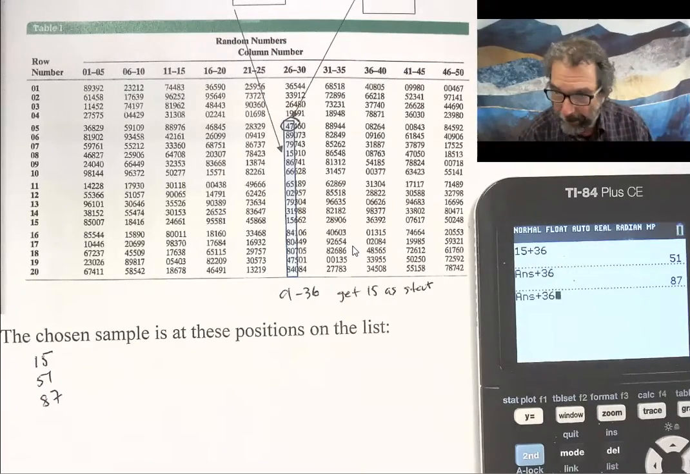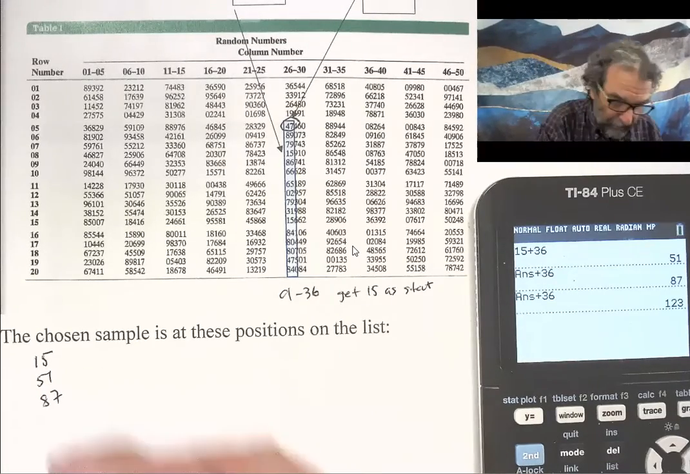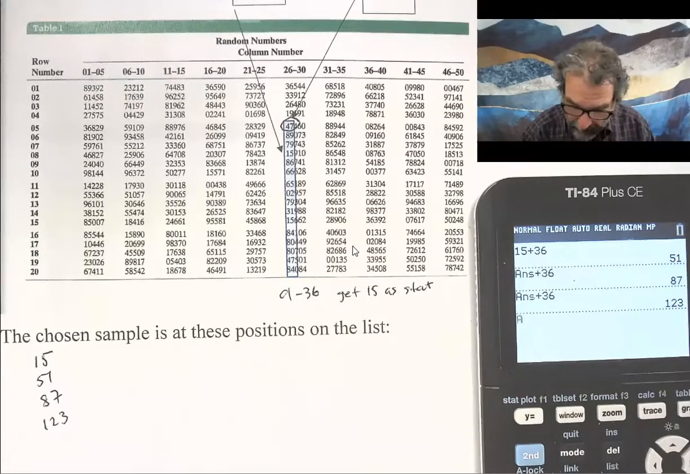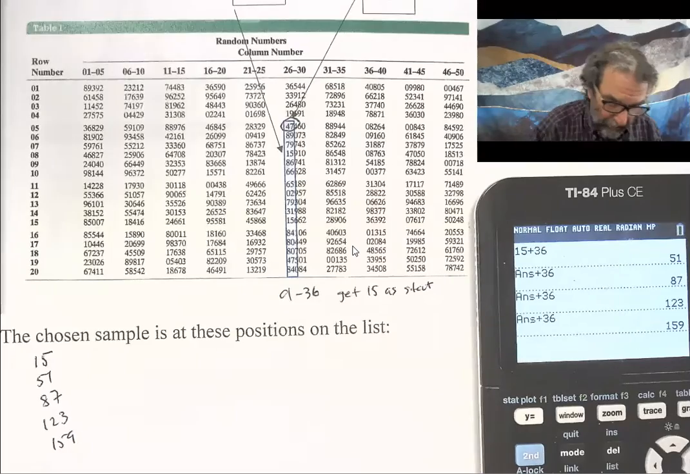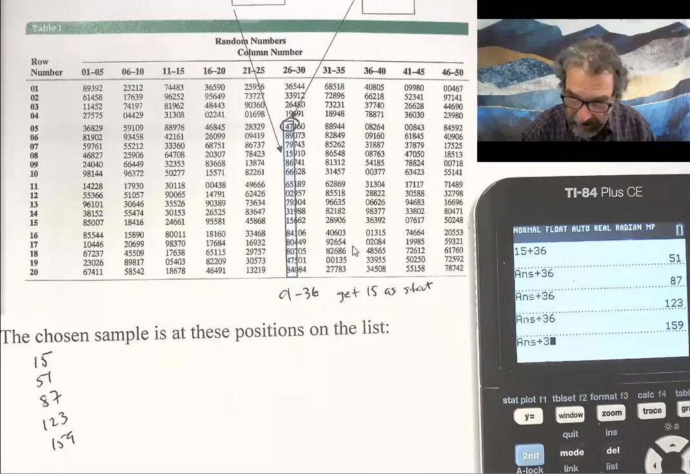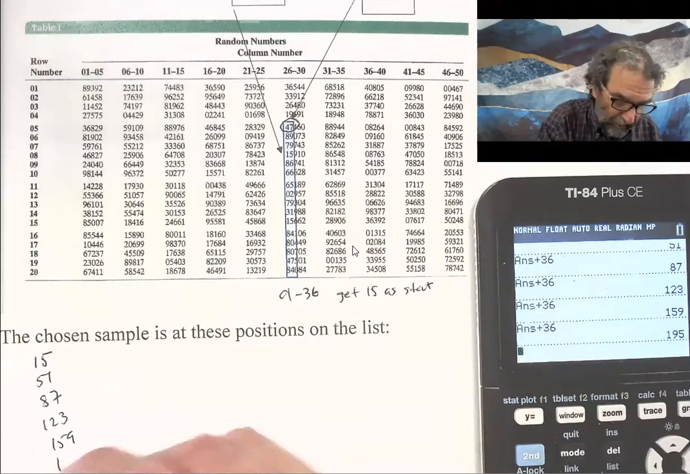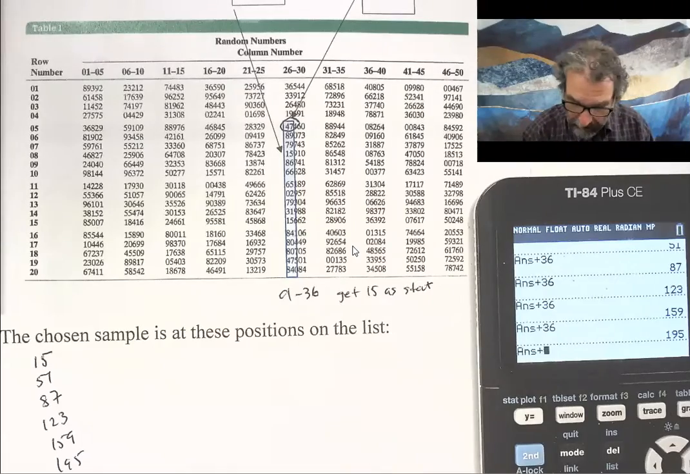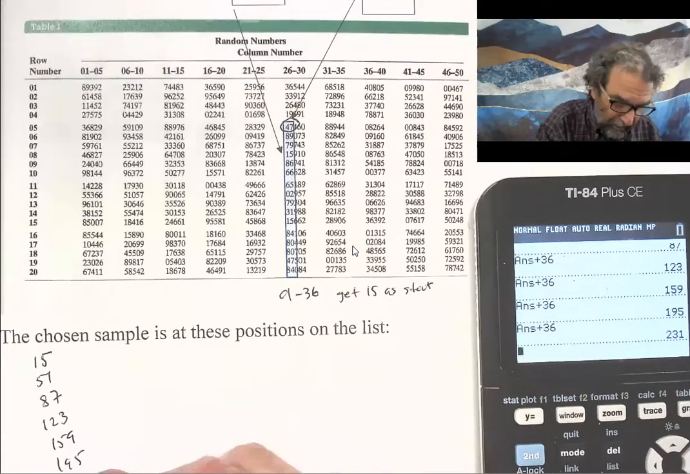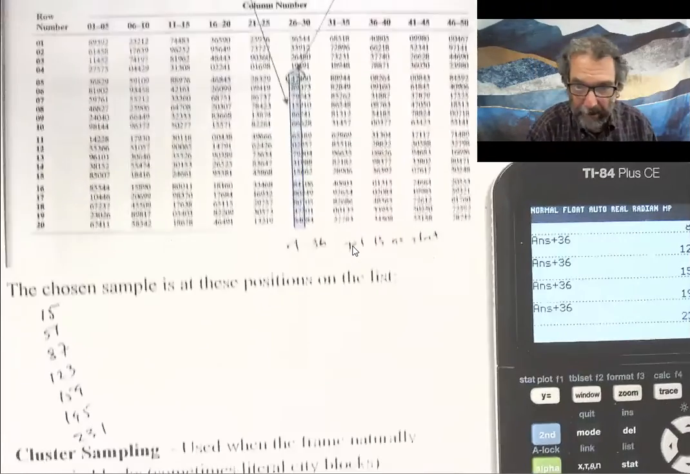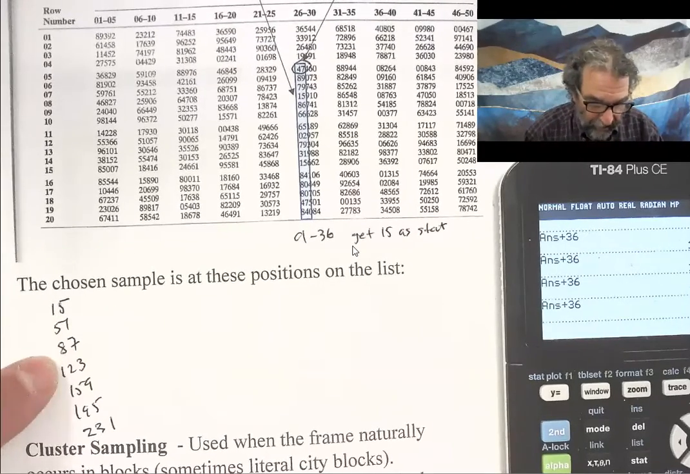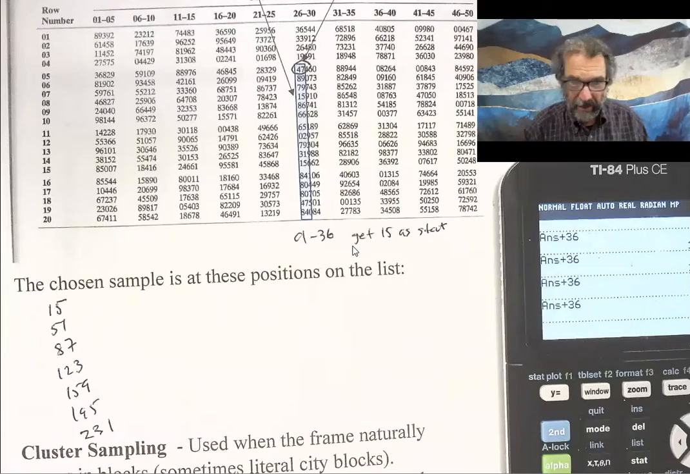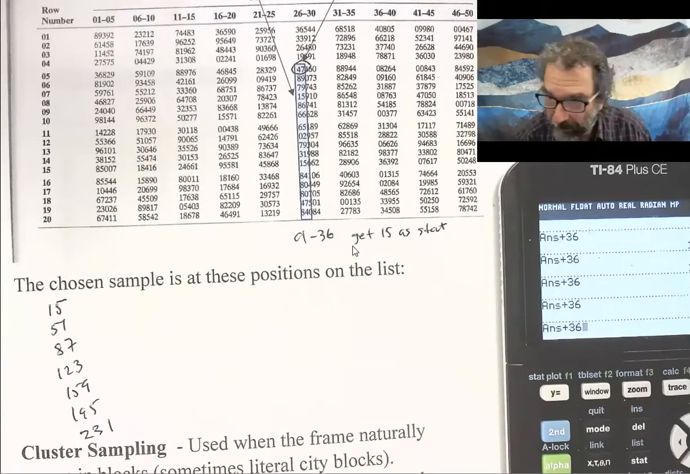I just keep doing that. 123, 159. We're trying to get 20. That's not good. This will take too long. 195. We just keep doing that. So position 15, 51, so that's 1, 2, 3, 4, 5, 6, 7. I guess we just keep going. I can't see it now. I'll come back.